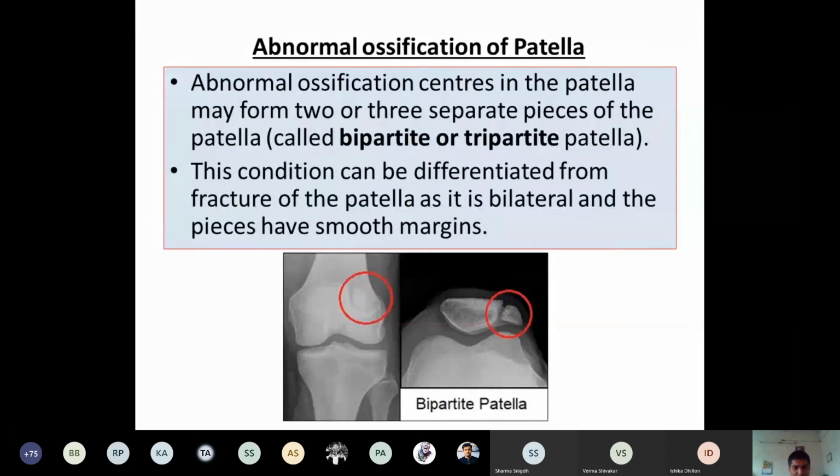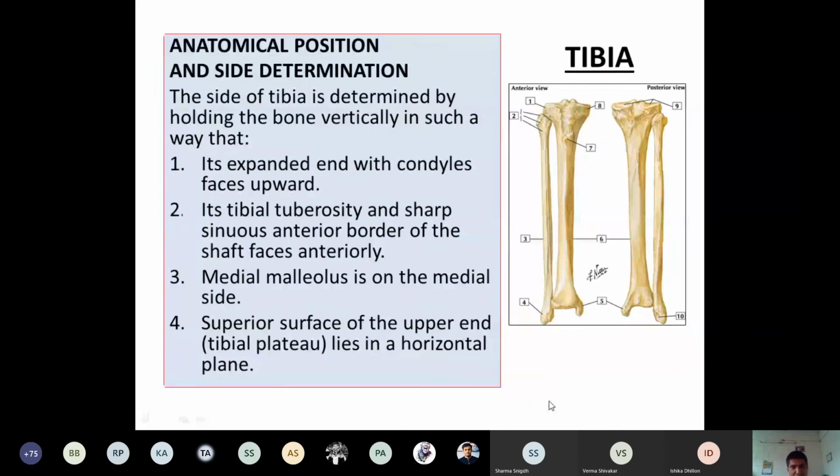This gives two or three segments of the patella, like this appearance in the X-ray. This type of condition is known as bipartite patella or tripartite patella, etc. It is written here. You can read it later. Now come to the tibia.